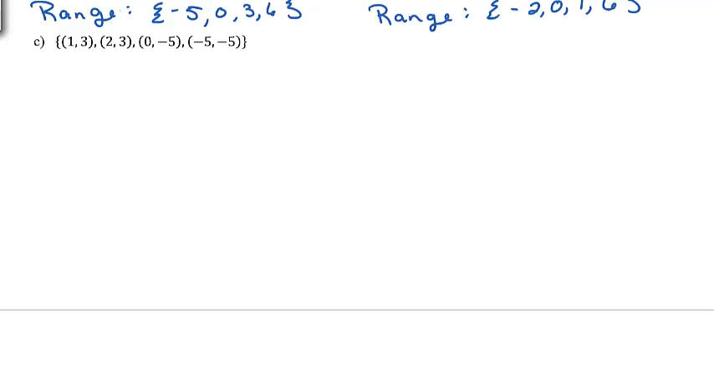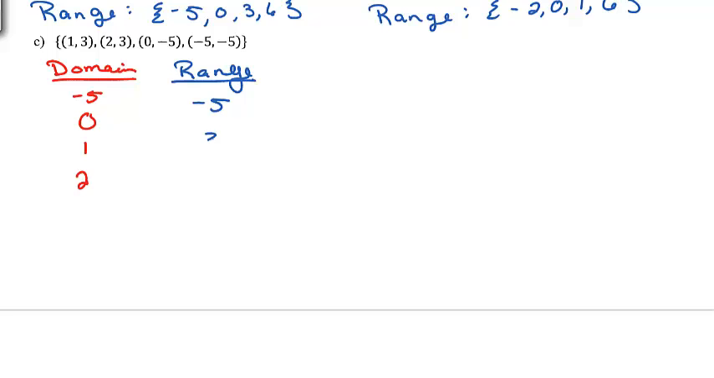And so now we have one more of these, so we're going to do the same thing. I'm going to list the domain. We have the points (1, 3), (2, 3), (0, -5), and (-5, -5). So my domain has the values -5, 0, 1, and 2. And then I'm going to list my range. The range has the values 3, 3, -5, and -5, and you only list repeats once. So listing them from smallest to biggest, that would be -5 and 3.